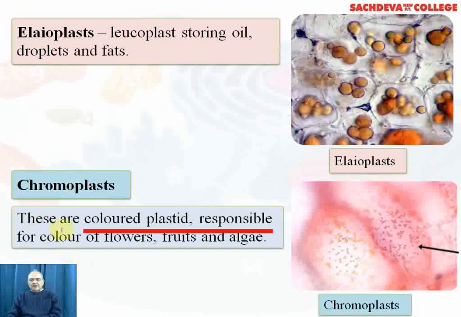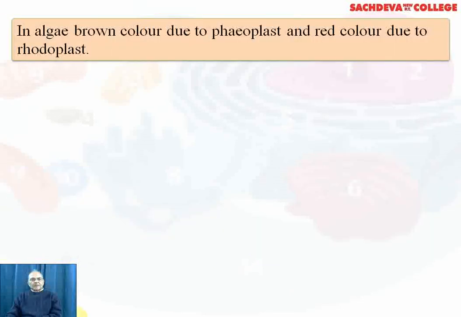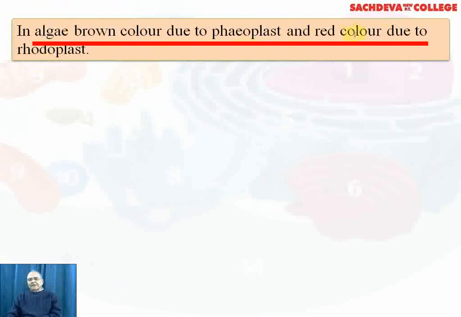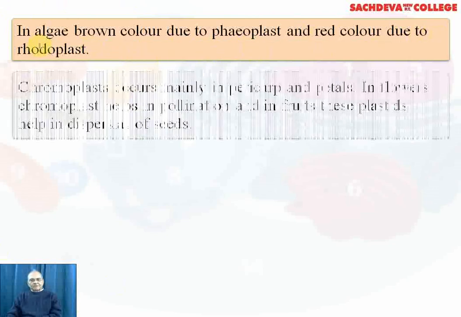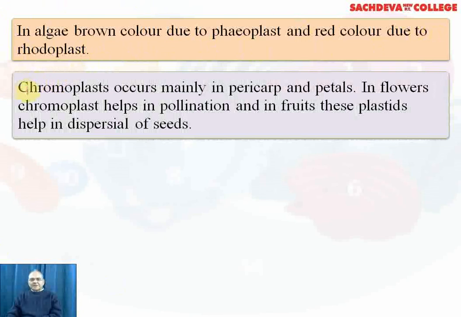These are colored plastids responsible for the color of flowers, fruits and algae. In algae, brown color is due to phaeoplast and red color is due to rhodoplast. Chromoplasts occur mainly in the pericarp and petals. In flowers, chromoplasts help in pollination, and in fruits, they help in the dispersal of the seeds.